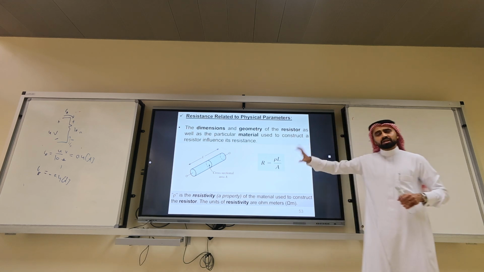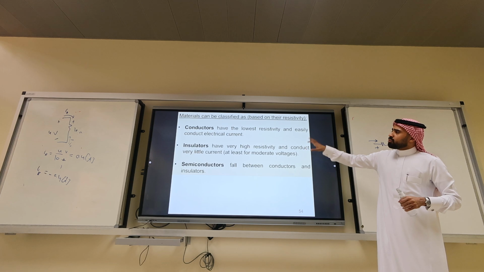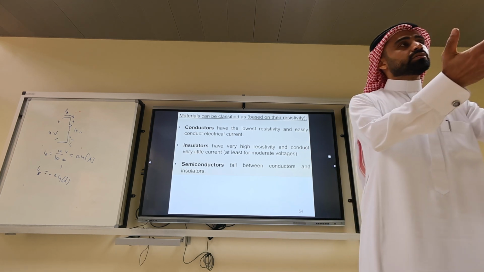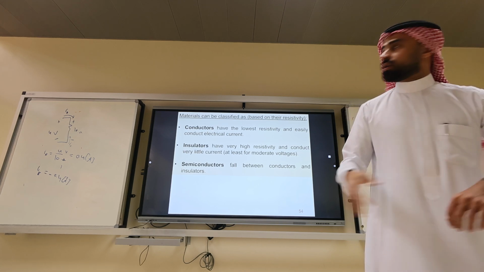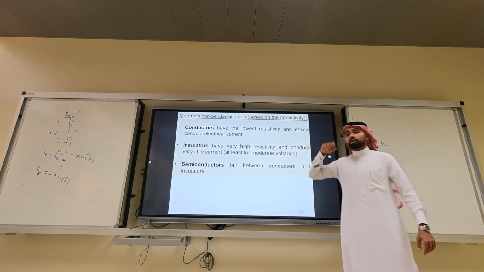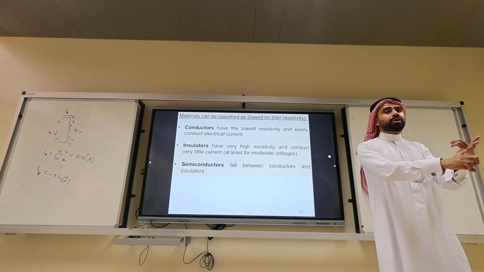So the way we calculate it is using this equation. I'm not going to spend much time on it. We have 3 types of conductors. وعندنا الموصلات، أشباه الموصلات، والعوازل. Think of conductors as the lowest resistivity. They allow current to flow through the circuit, like copper, aluminum.